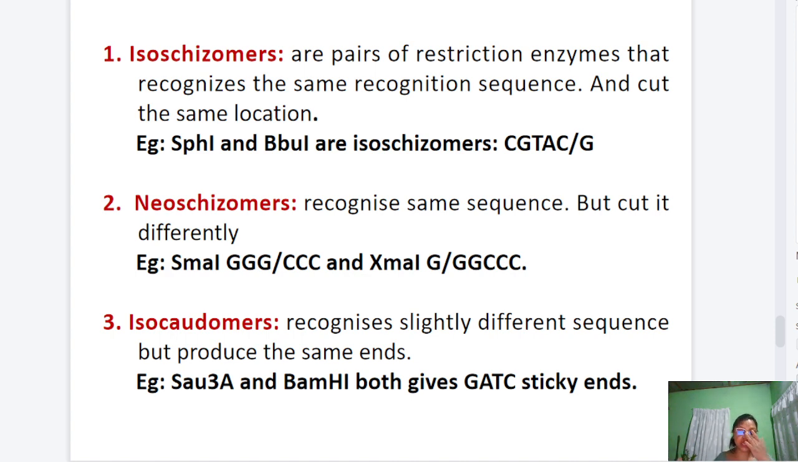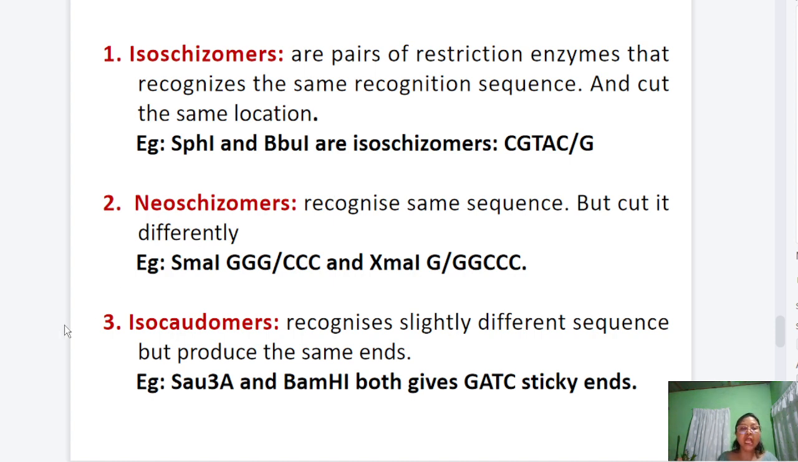The best example here is SphI and BbuI. These two restriction enzymes are isoschizomers. Why? Because if you look at the sequence, we have CGTACG, but the cut is between C and G. Clear? So such enzymes also are present, where they identify the same recognition site and also cut at the same site. For such kinds of restriction enzymes, we call them isoschizomers.